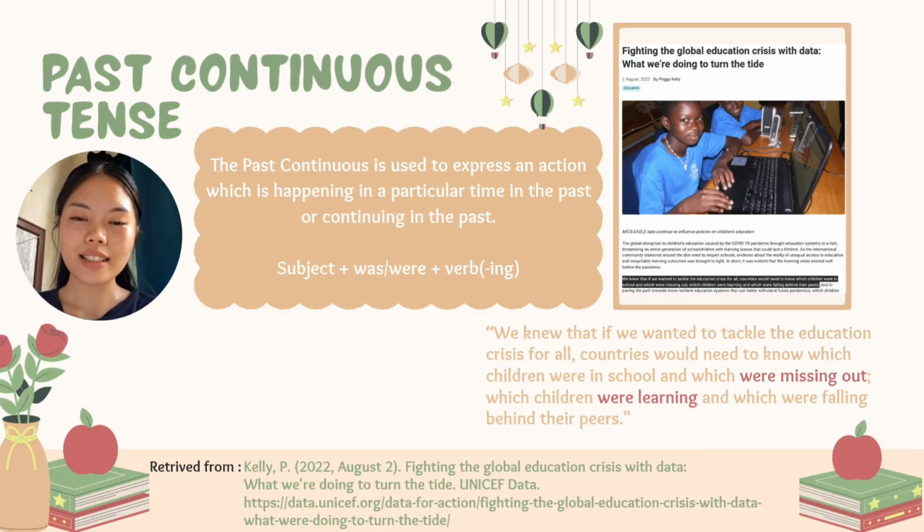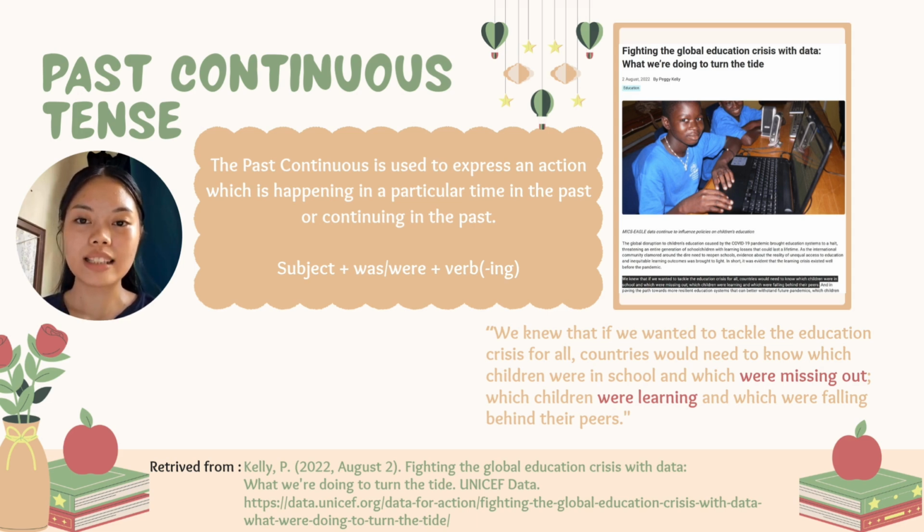Next is the past continuous tense. The past continuous is used to express an action which is happening at a particular time in the past or continuing in the past. The formula is subject plus was or were plus verb ing.